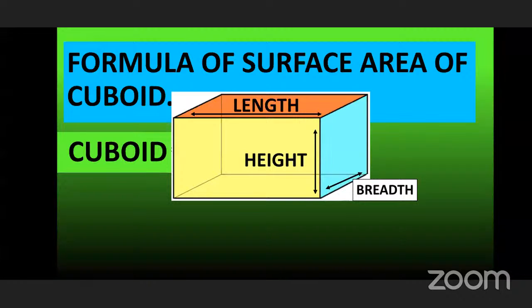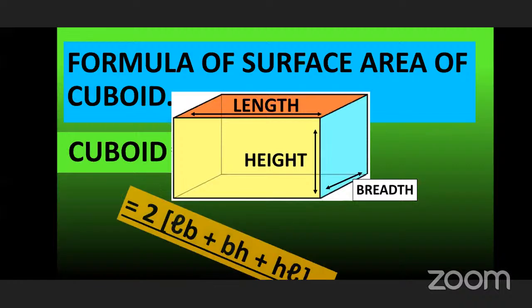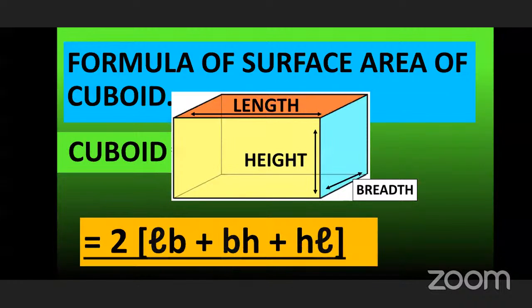2 times length into breadth plus breadth into height plus length into height. Yes, excellent. Absolutely right. So the formula is 2 times length multiplied by breadth plus breadth multiplied by height plus height multiplied by length. So this is the formula which is used for calculating the surface area of a cuboid. And in the last session, we have also seen how this formula is derived.